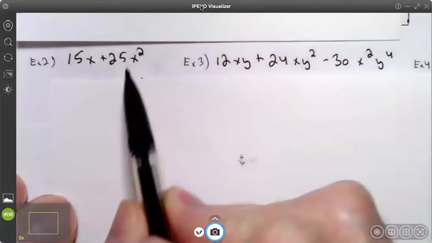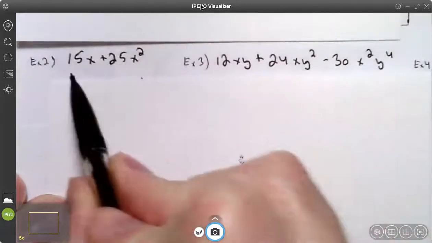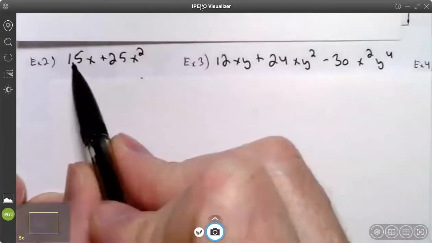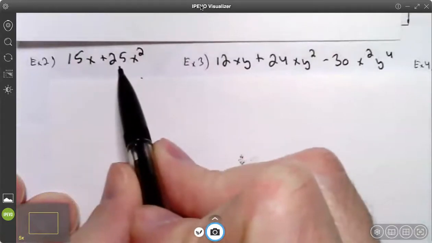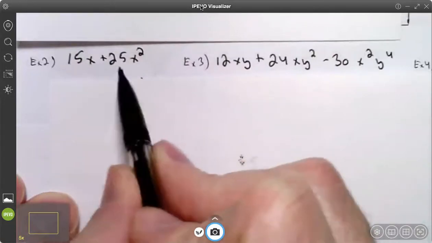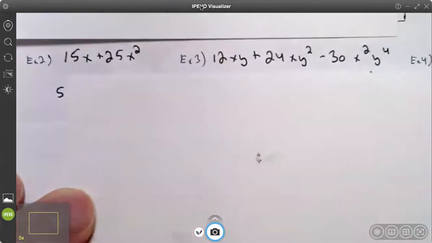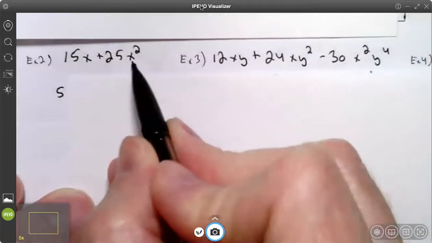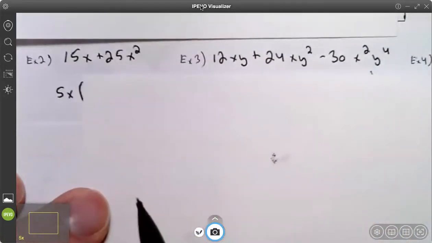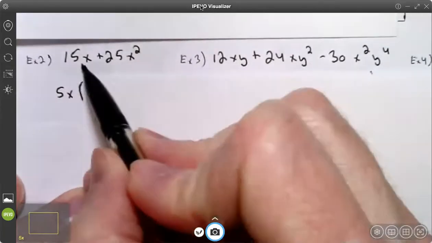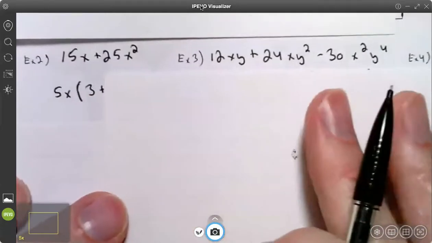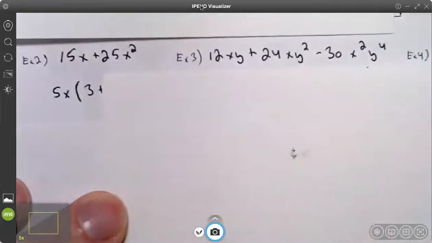Okay, here's another example. This is a binomial, 2 terms. My greatest common factor amongst my coefficients is 5. 5 will go into 15 3 times, 5 will go into 25 5 times, and 5 is the biggest number that will go into both 15 and 25. So I factor out a 5. I've got 1 x in the first term, 2 x's in the second term, so I can factor 1 x out of both of those terms, and my greatest common factor is 5x. I took the x out of this term, and 5 times 3 is 15. 5x times 3 is 15x.